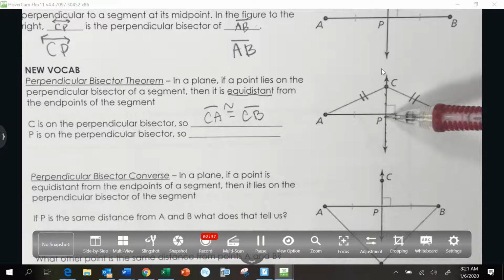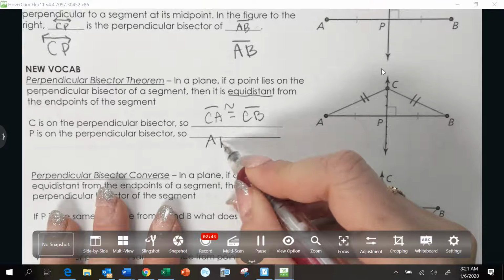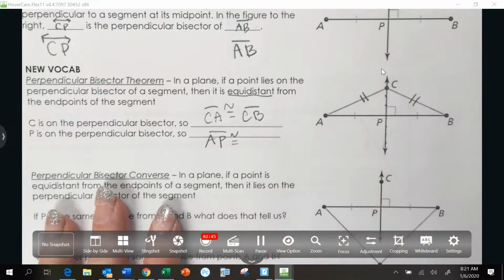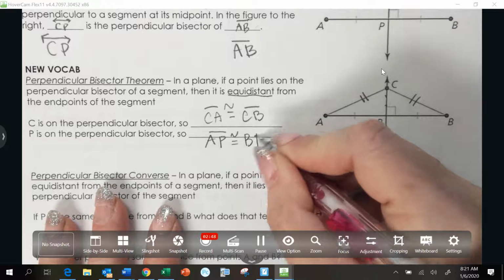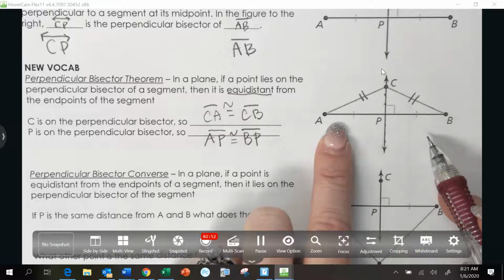P is on the perpendicular bisector, so what could we say? AP is congruent to BP. And that's already marked for you.